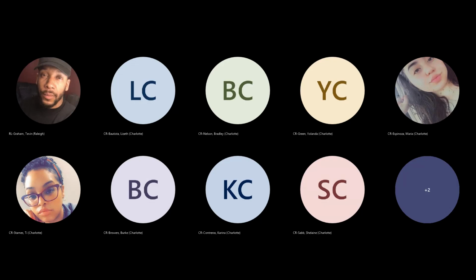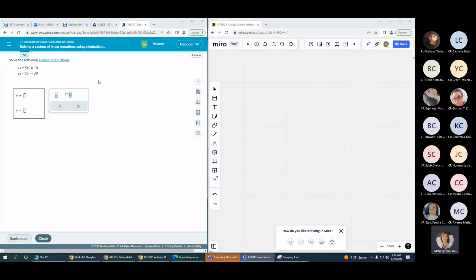Solving linear equations using elimination with addition. So, whenever we're solving with elimination, we're going to try to basically make one of the variables disappear so that we have everything in terms of just one variable. So we have 4x plus 5y equals 10. And we have 8x plus 5y equals 30.